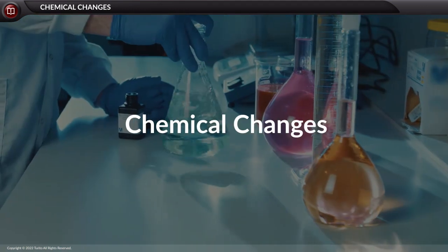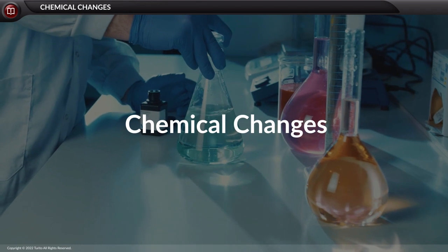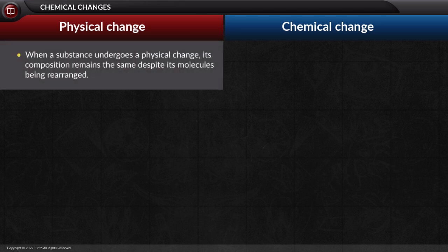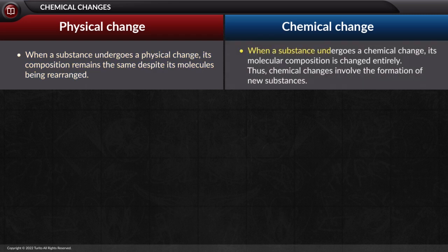Today we will discuss chemical changes, but before going into that, let us see the differences between physical and chemical changes. A physical change is when a substance undergoes a change, but its composition remains the same despite its molecules being rearranged. While when a substance undergoes a chemical change, its molecular composition is changed entirely. Thus, chemical changes involve the formation of new substances.